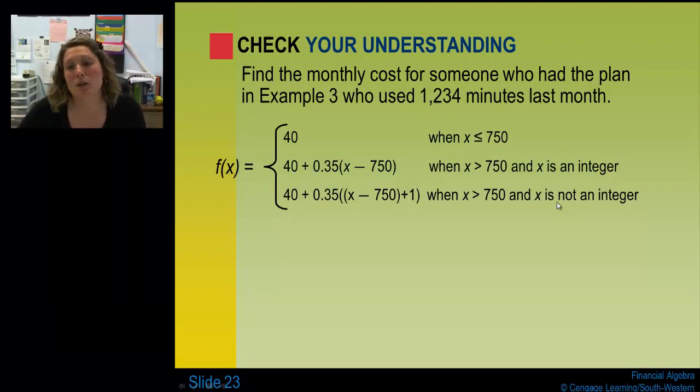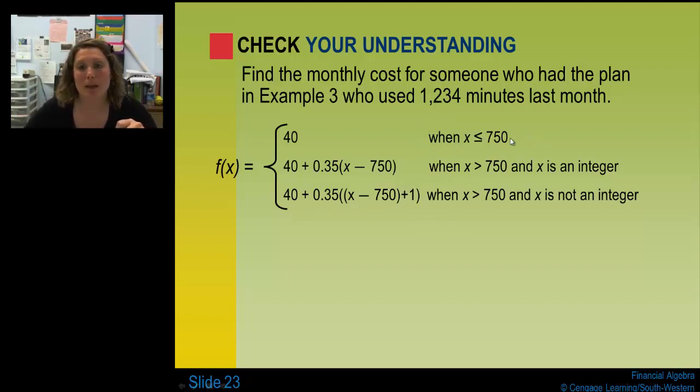So when x is an integer or when x is not an integer. Okay, so what that means is if we had 1,233.6 minutes, we would be in the third line here because x is not an integer. Remember, an integer does not have a decimal.